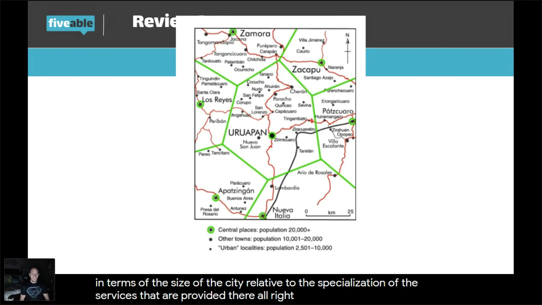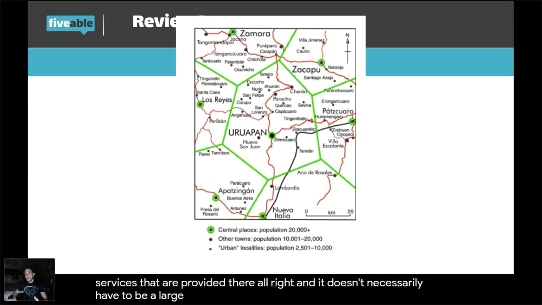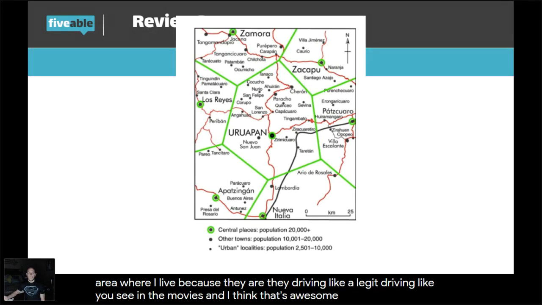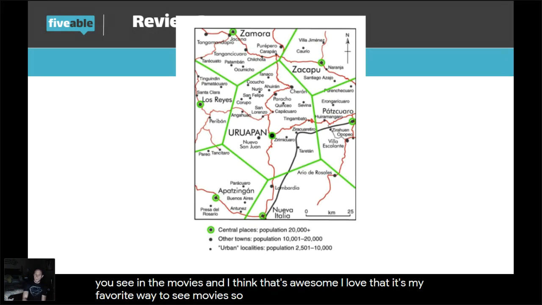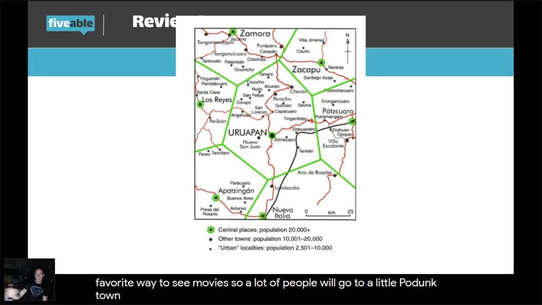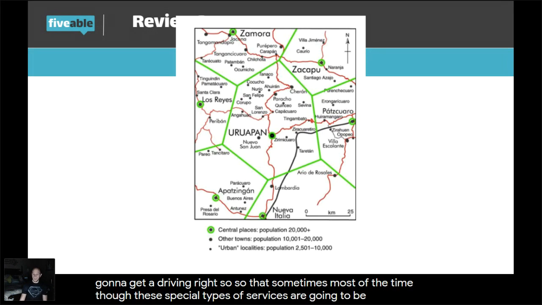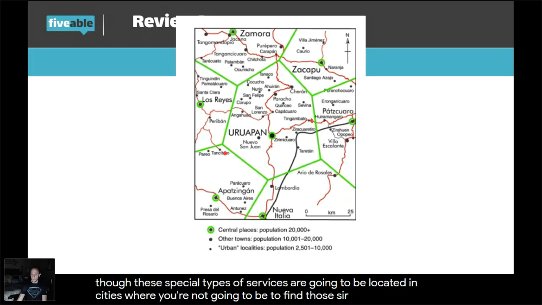All right, and it doesn't necessarily have to be a large city. For example, when I go and see Avengers tomorrow, I'm going to go to this little podunk city out nearby in the area where I live because there is a drive-in, like a legit drive-in, like you see in the movies. And I think that's awesome. I love that. That's my favorite way to see movies. So a lot of people will go to a little podunk town to watch movies at the drive-in, because where else are you going to get a drive-in, right? So sometimes, most of the time though, these special types of services are going to be located in cities where you're not going to be able to find those services in other places.